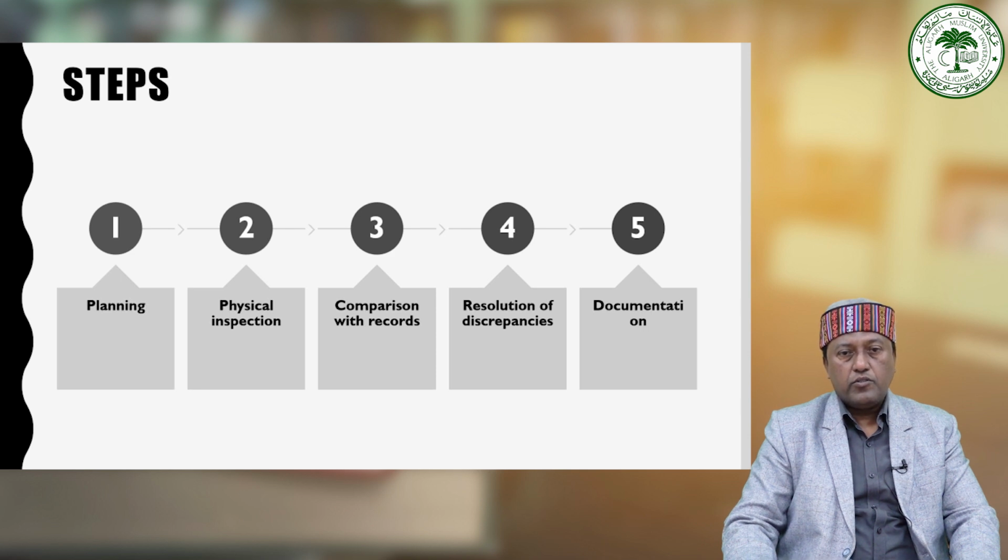Then the fourth step is resolution of discrepancies. Any discrepancies identified during the verification process are investigated to determine their cause. This may involve searching for missing items, updating records, or correcting errors in the catalog. And the last step is documentation. Library staff document the results of the stock verification process, including any discrepancies found, actions taken to resolve them, and recommendations for improving inventory management practices.